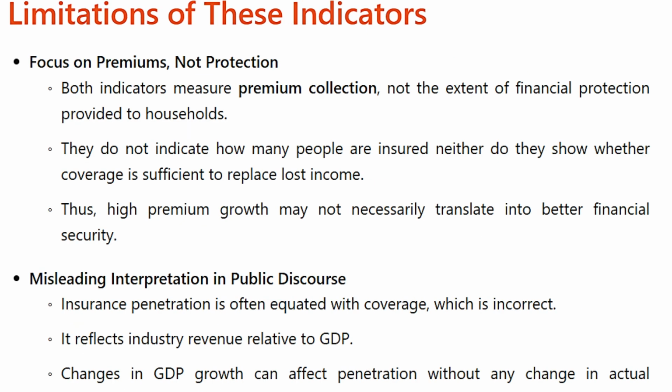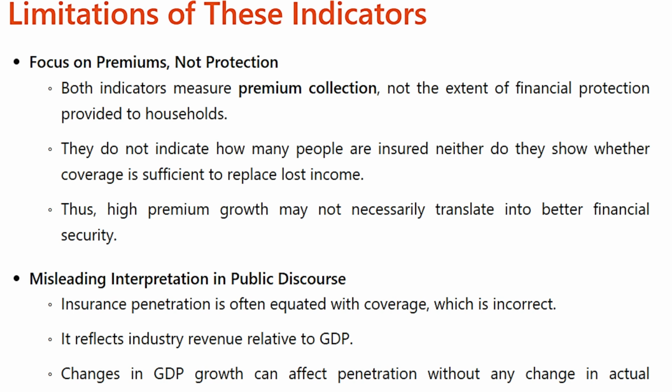Limitations of these indicators: they focus on premiums, not protection. Both indicators measure premium collection, not the extent of financial protection provided to households. They do not indicate how many people are insured, nor do they show whether coverage is sufficient to replace lost income. Thus, high premium growth may not necessarily translate into better financial security.